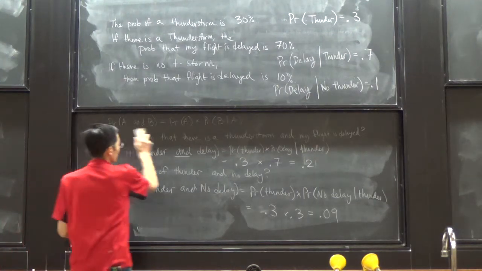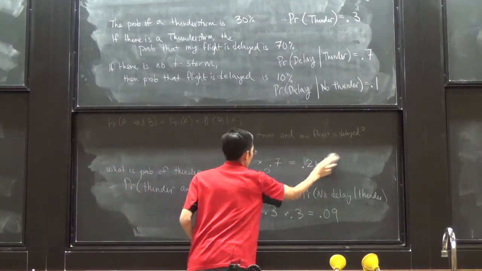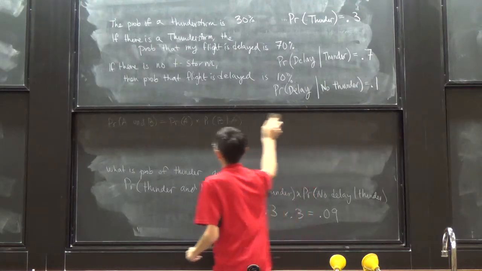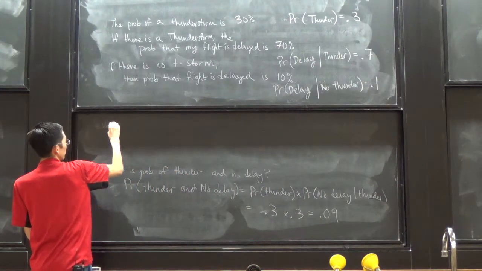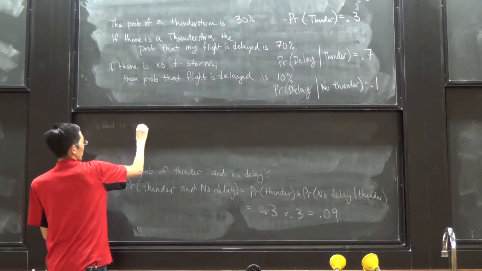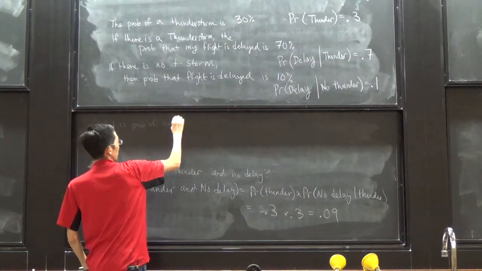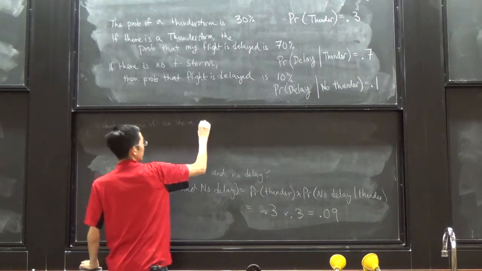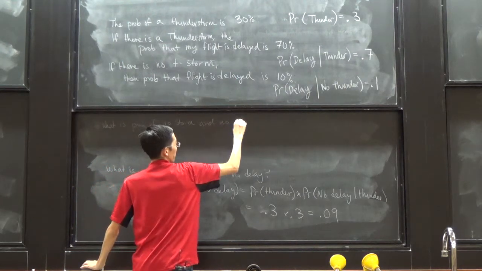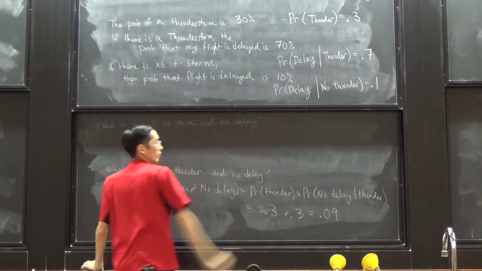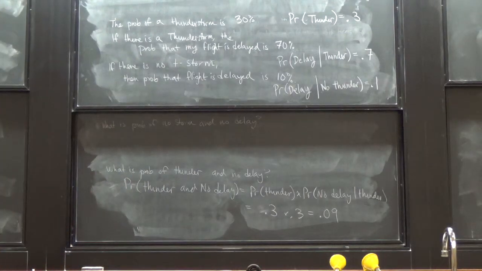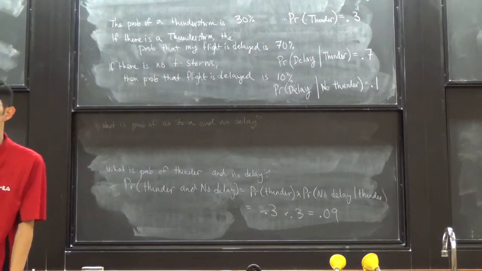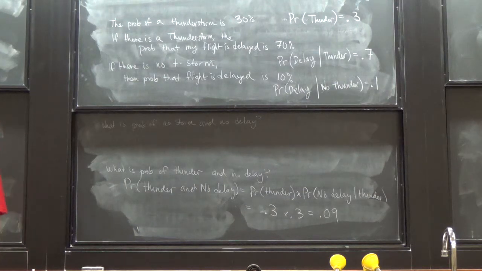So let's try one more. So what is the probability of no storm and no delay? So this is what we want. We don't want a storm. We don't want to be delayed.